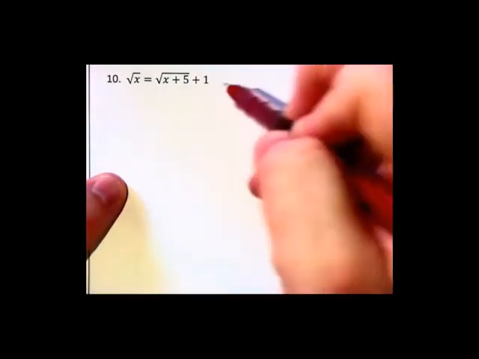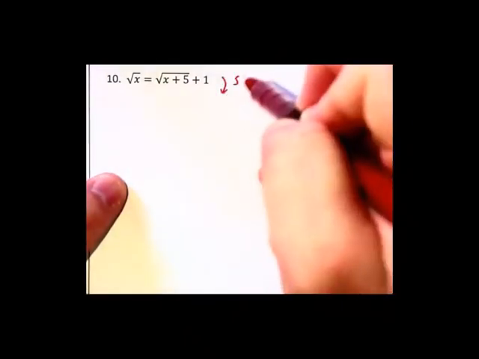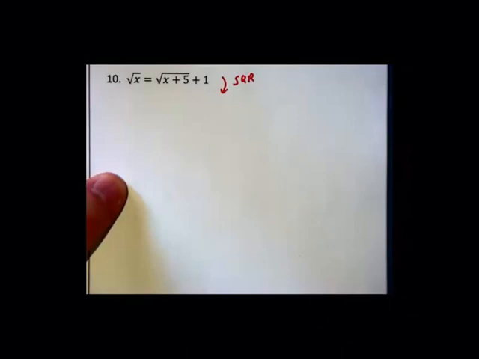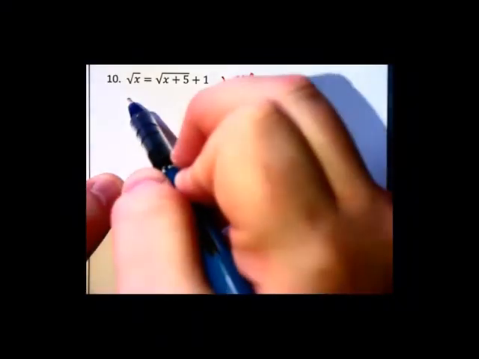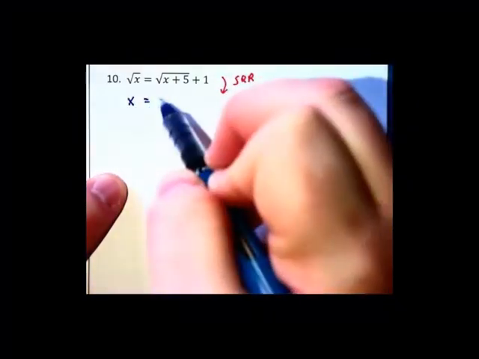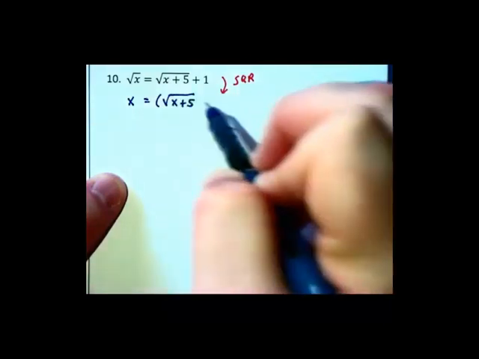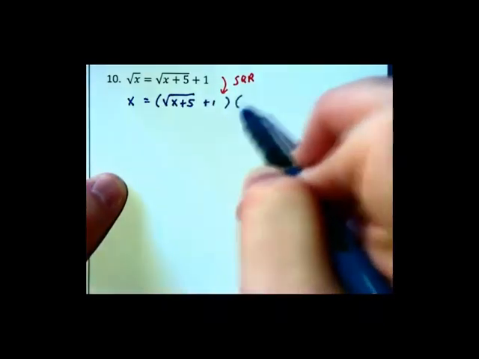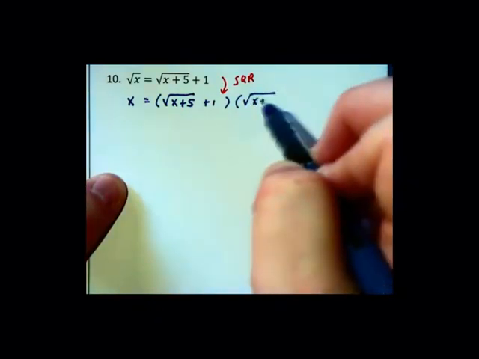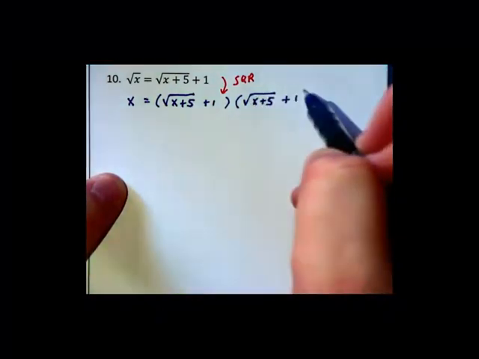Okay, again we have a radical on both sides. We've got the one on the left isolated, so we're going to go straight to squaring both sides. The left side is just x. The right side becomes, as you know, a FOIL problem: root x plus 5 plus 1 times again root x plus 5 plus 1.